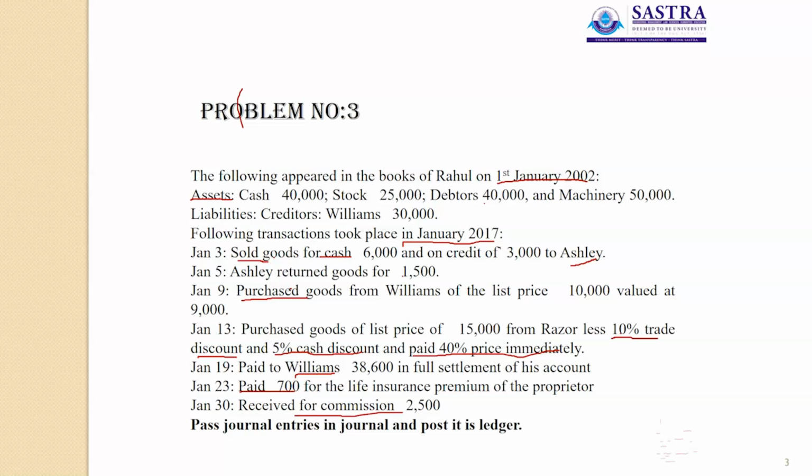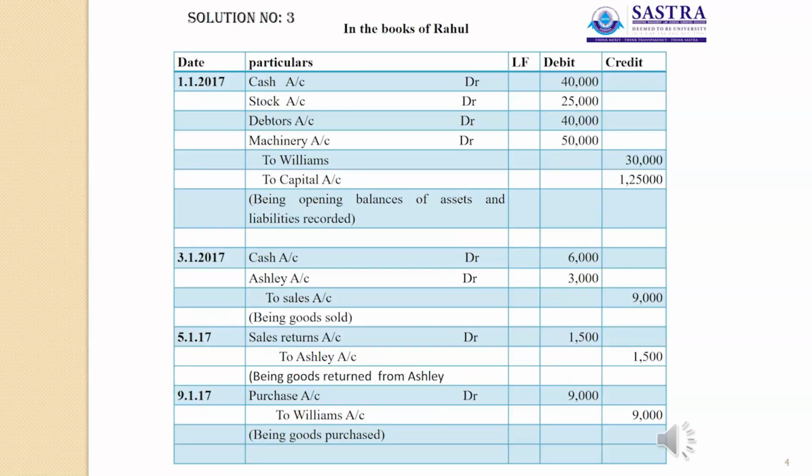So these are the transactions. First we have to identify the transaction, then identify what accounts are involved, then apply the rules for recording the transaction. There is a procedure for recording transactions in the books of journal entries. Next is how these transactions are recorded in the books of Rahul. First you have to record the journal entries.